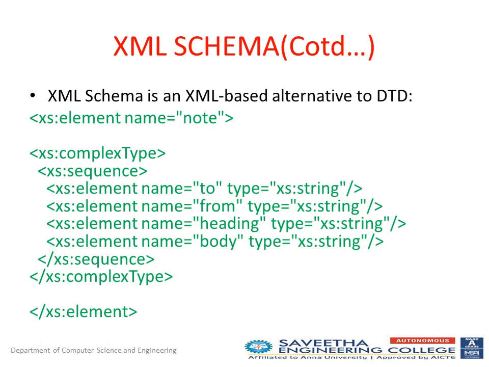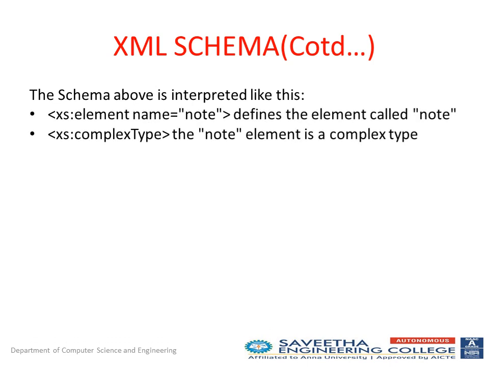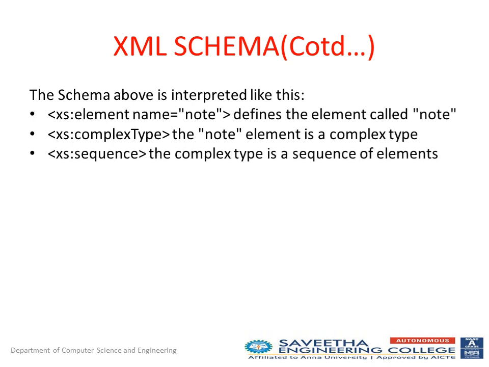See the example showing how the DTD has been defined. The schema above, that is the previous slide, is interpreted like this. The XML element name node defines the element called node. Complex type: the node element is a complex type. Then sequence: the XML complex type is a sequence of elements.